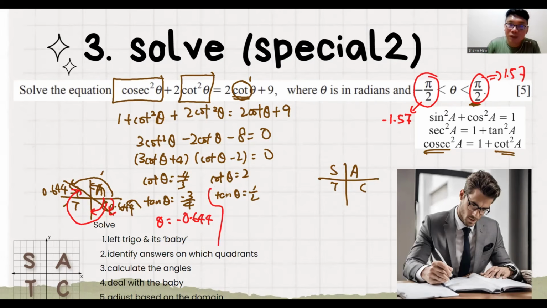For this part, we know that tangent is positive, so we get 0.464. When we turn until here it is already 1.57, so we do not need to continue to turn further to get other positive values. So our final answer is just this.